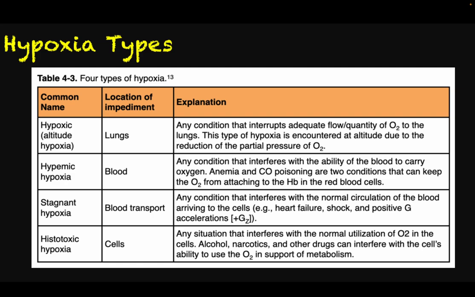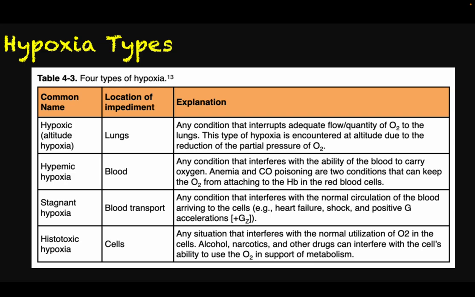So the location of the impediment here is the blood. So what that would indicate is that a person is breathing an adequate amount of oxygen-rich air. There's just a defect in the blood and the ability of hemoglobin to actually carry that oxygen once it's in the bloodstream. We'll talk about stagnant hypoxia, which refers to usually issues with the actual cardiovascular system.